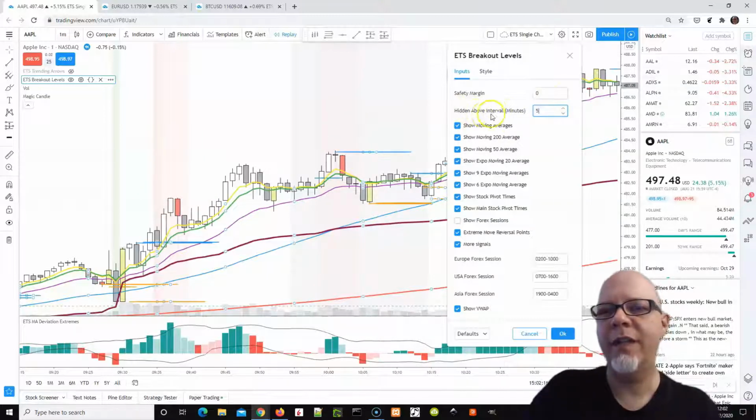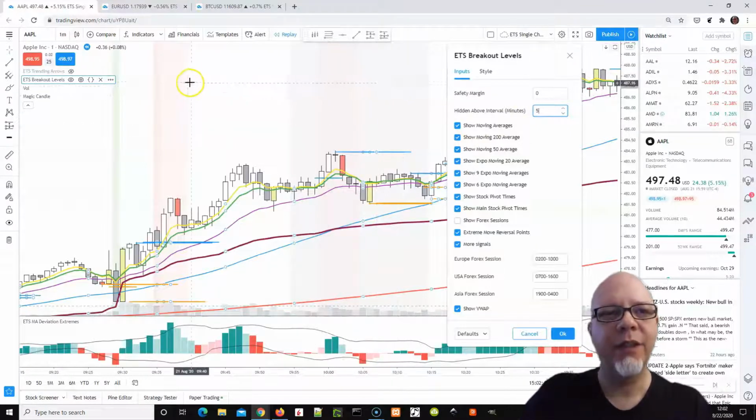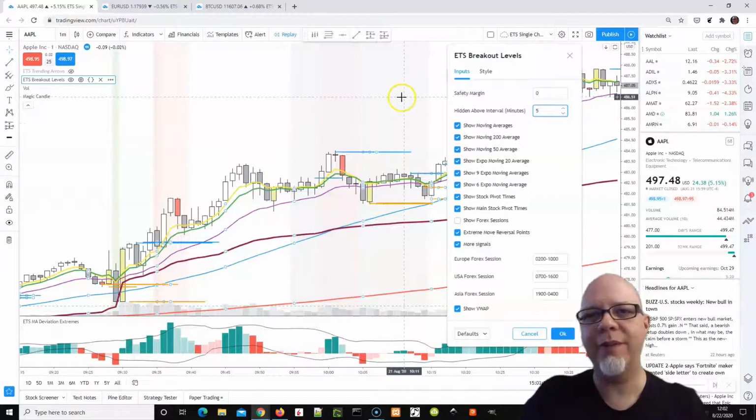It will hide if you want above a certain interval level. For instance, 5 minutes is the default. So the hidden above interval number of levels will be applied to things like these background shadings, which I'll tell you about now. It does not apply to the actual levels, it applies to these background shadings because they simply don't play a role on higher time frames like a day or week or whatever.